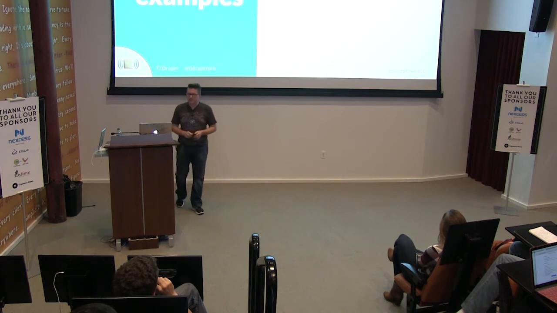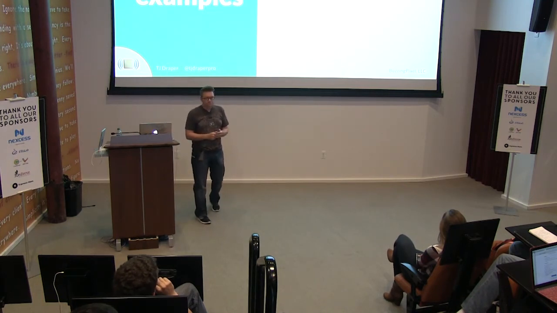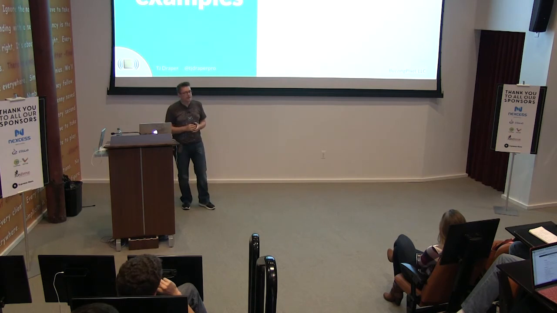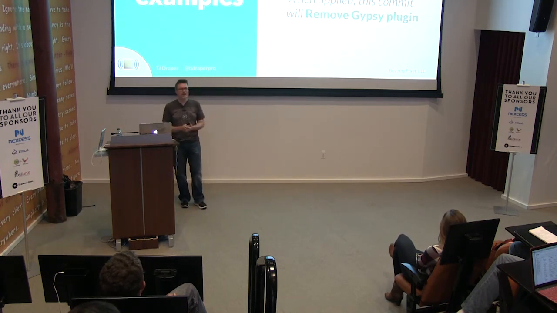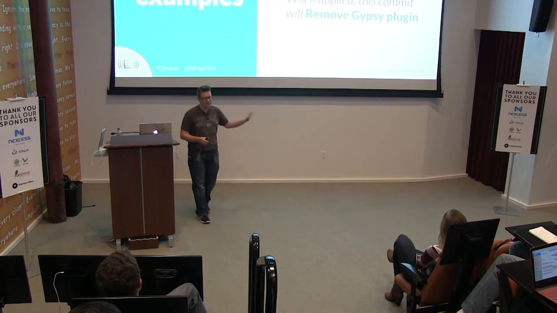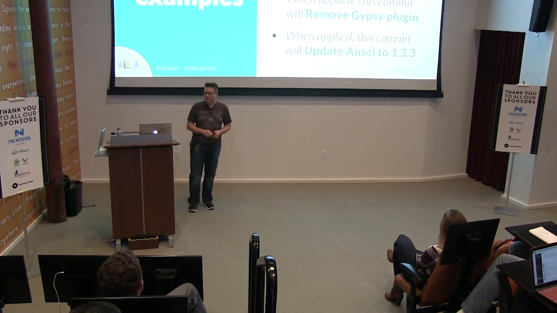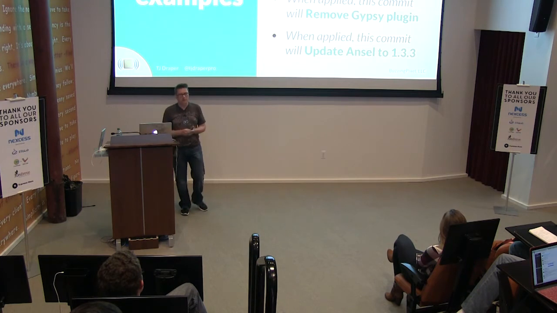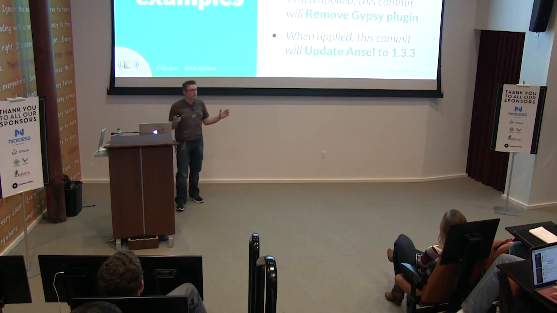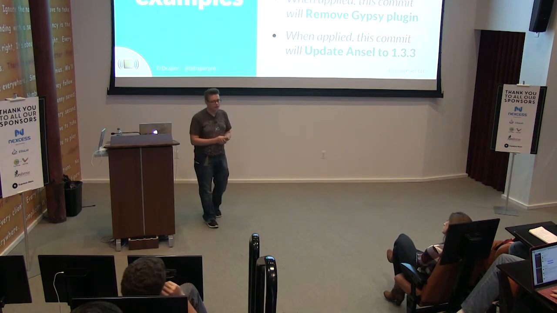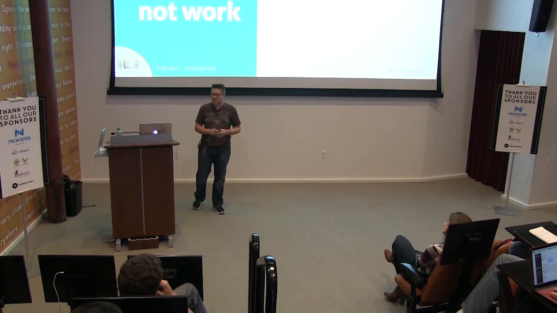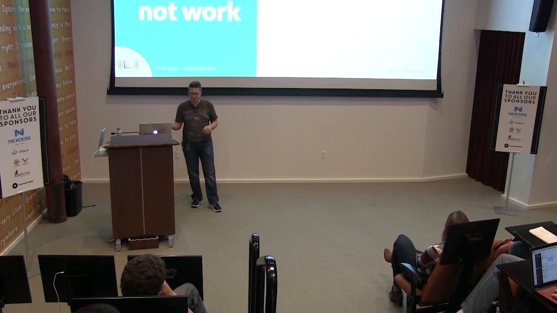When applied, this commit will update the README. So, again, it's very clear what's happening. We've updated something in the README. You know exactly what's happening in this code base. When applied, this commit will remove Gypsy plugin because that was an EE1 add-on. We don't even use that anymore. It doesn't work, so we need to get rid of that. When applied, this commit will update Ansel to 1.3.3. That was the released version when I wrote this slide. So these are great examples of clear commit messages that are easy to understand, and you understand what's happening in your code base.